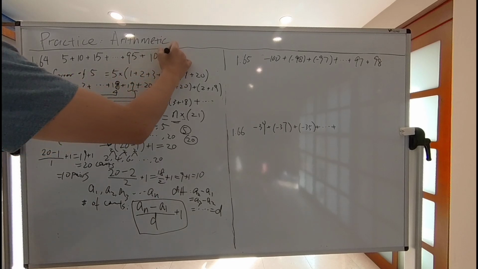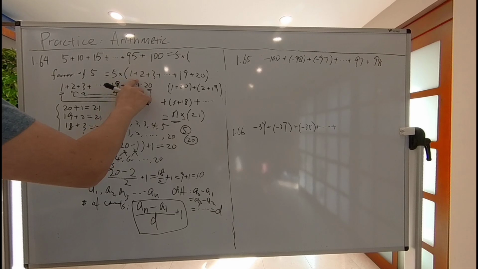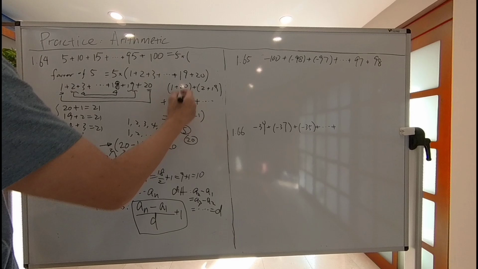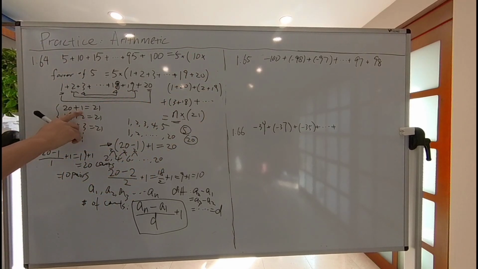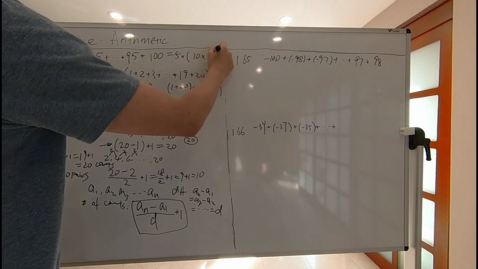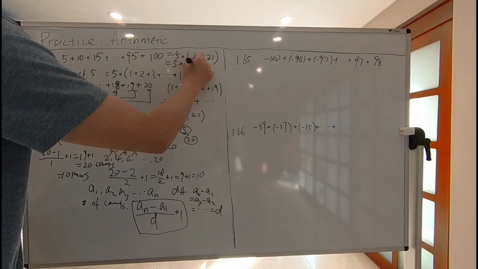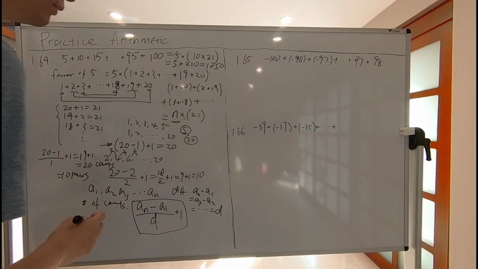So then this will be 5 times, remember we factored out the number 5, and then we have 1 plus until 20, which is how many pairs? We have 10 pairs times the pattern of every number: the first number plus the last one, the second one plus the second last, the third plus the third last, always equal to 21. So then this is just 5 times 210, which is 1050.